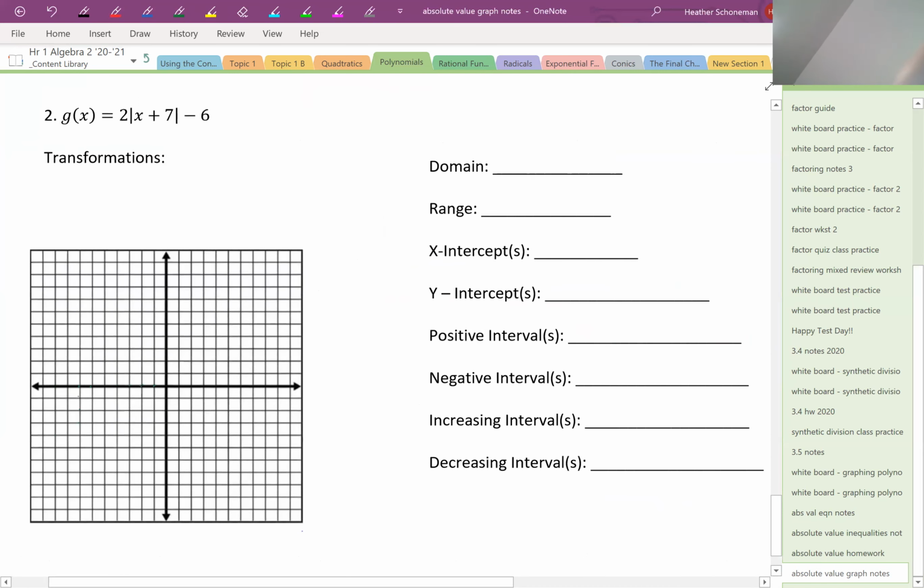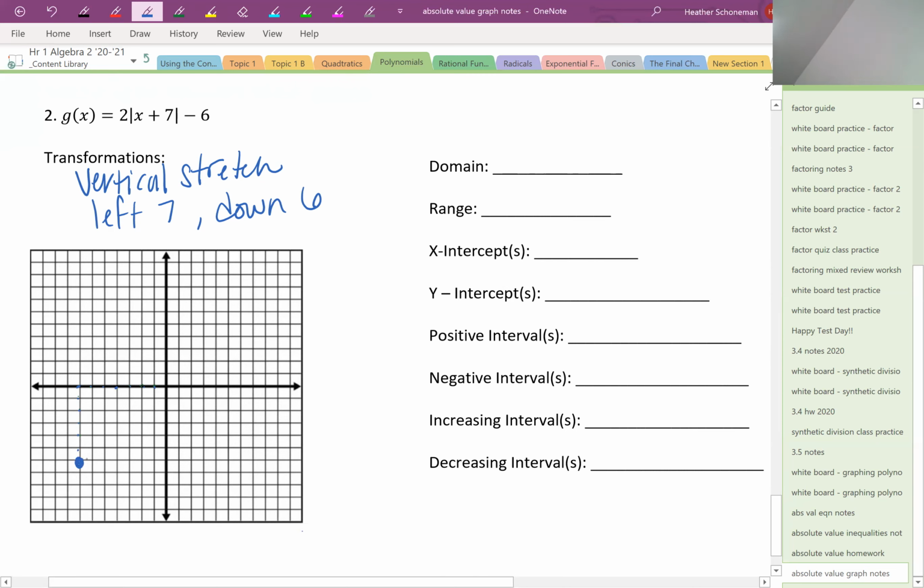Number 2. So the transformations, this one is a vertical stretch. And the +7 inside tells us that we're going to go left 7. And the -6 tells us that we're going to go down 6. So start at 1, 2, 3, 4, 5, 6, 7. And down 1, 2, 3, 4, 5, 6.